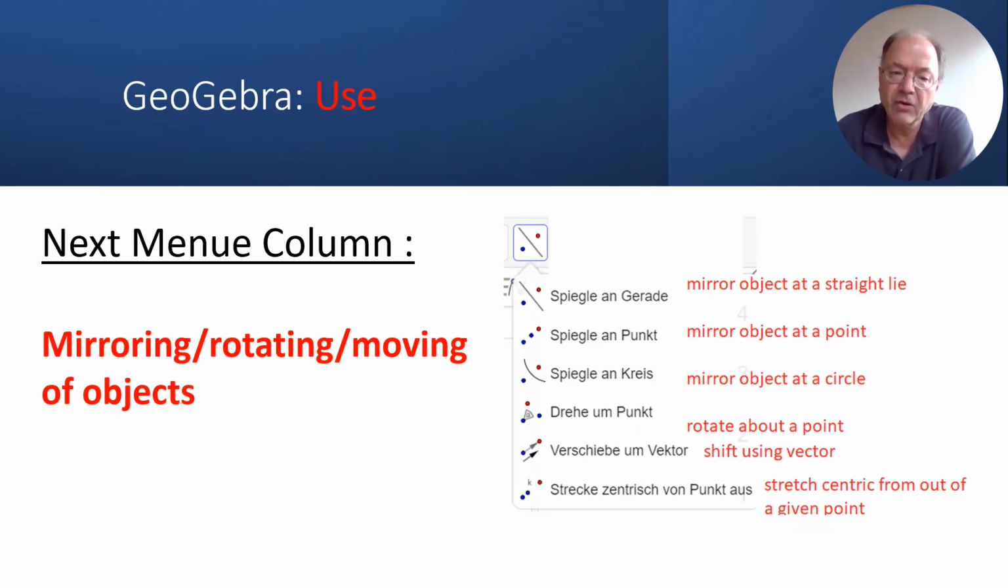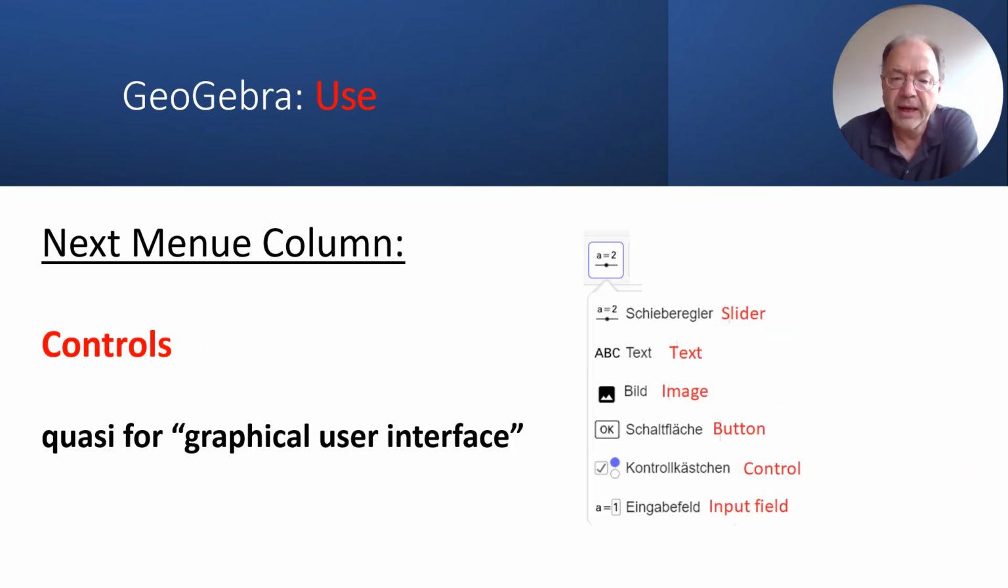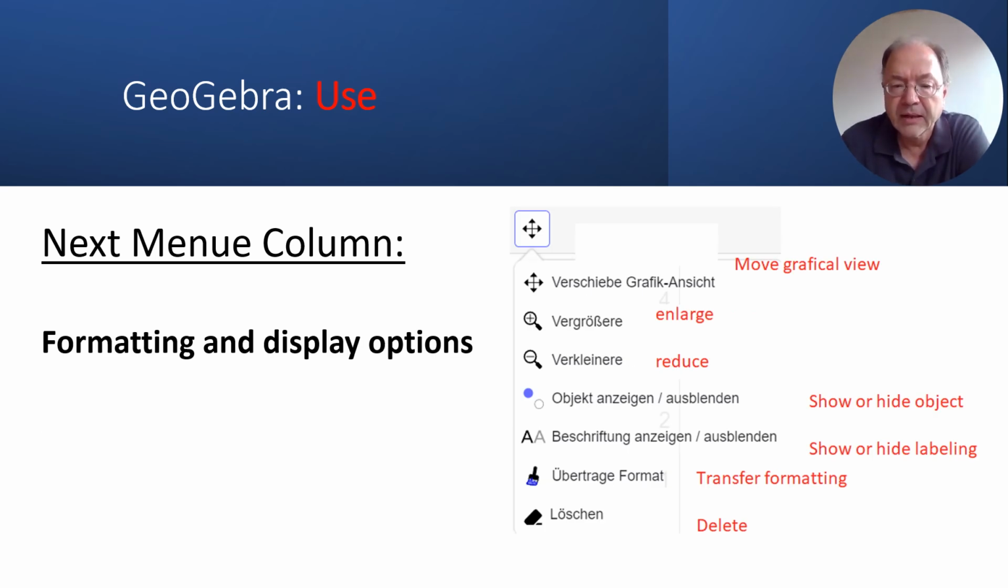And the next menu column is about mirroring, rotating, moving of objects. Like you see, you can mirror at a straight line, you can mirror an object at a point or at a circle, or rotate about a given point, and so on. And you can even put in some controls, and basically you can make a small graphical user interface with your GeoGebra application.